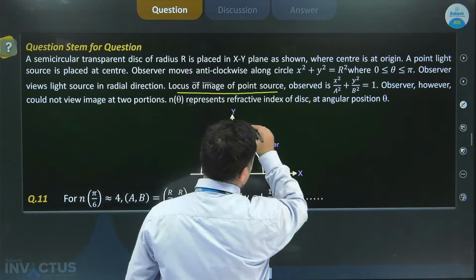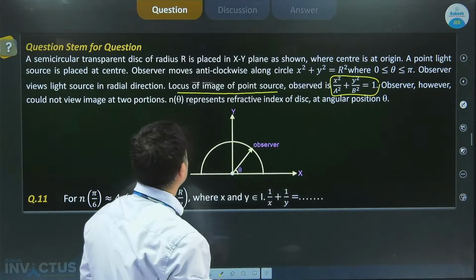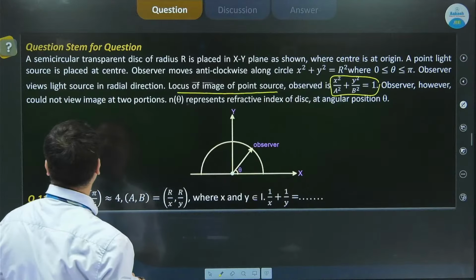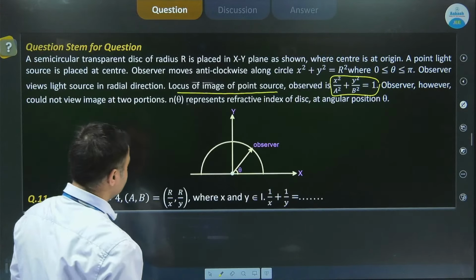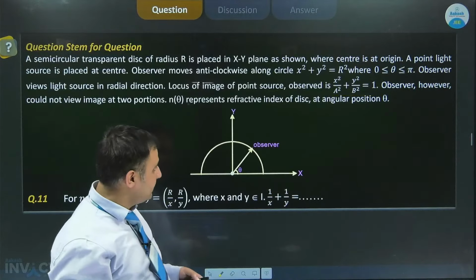This is important. We are going to use this ahead. So the locus of the image of the point source observed is this. Observer, however, could not view the image. Okay. Now let's simplify this. Let's first understand this question a little.